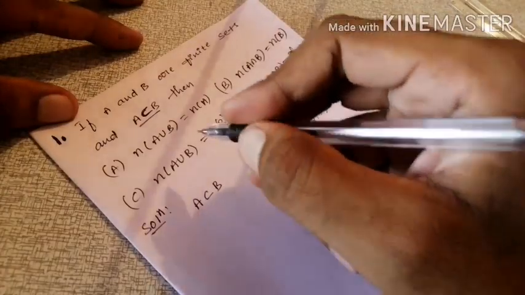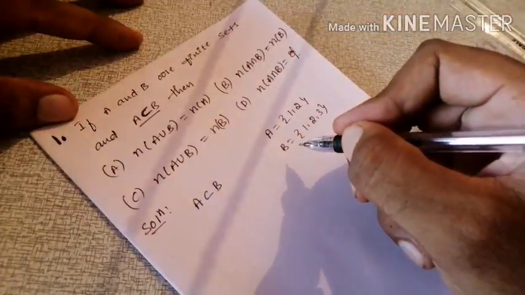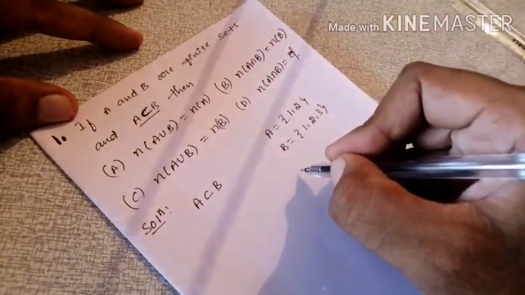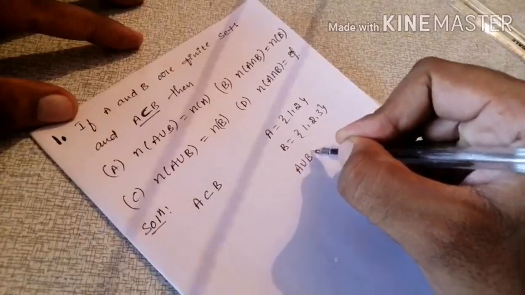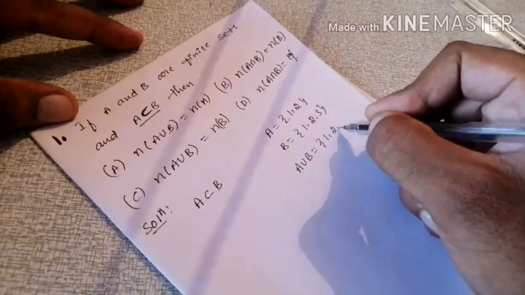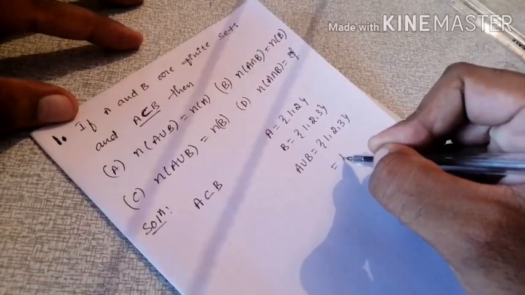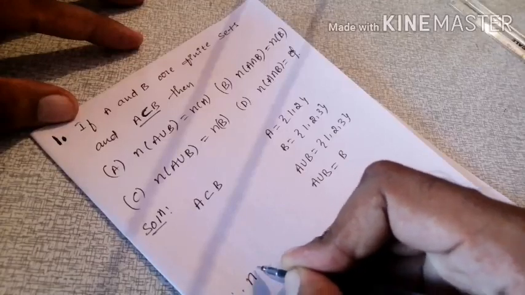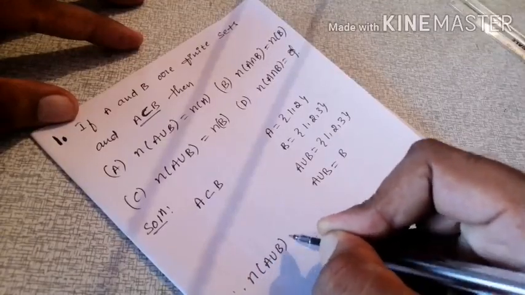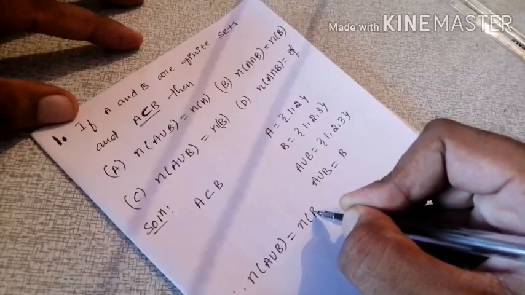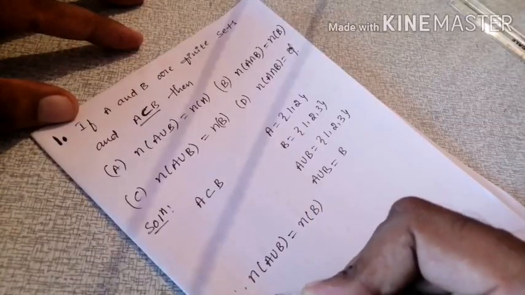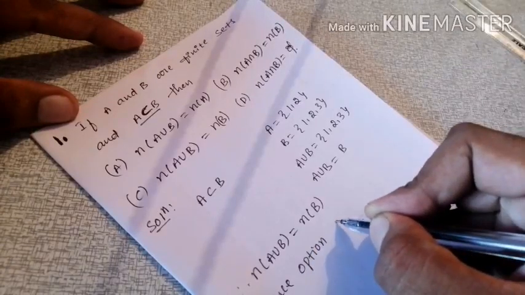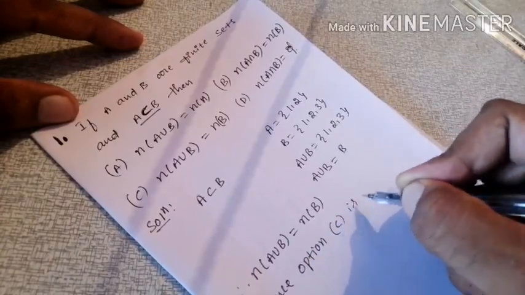So when we see the options, which one is correct? First, let us do union. We have intersection also and we have union also. When we do A union B, we get the answer {1, 2, 3}. This indicates very clearly B. So the number of elements in A union B is equal to the number of elements in B. Hence, option C is correct.